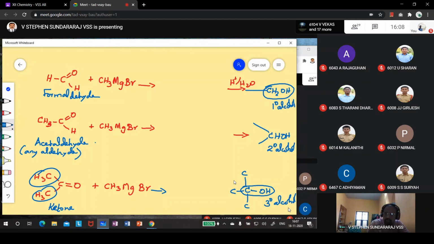And now write down one point: it gives alcohol with more number of carbon atoms. And another one: formaldehyde will give primary alcohol, other aldehydes will give secondary alcohol, and any ketone will give tertiary alcohol. This point also you write down.